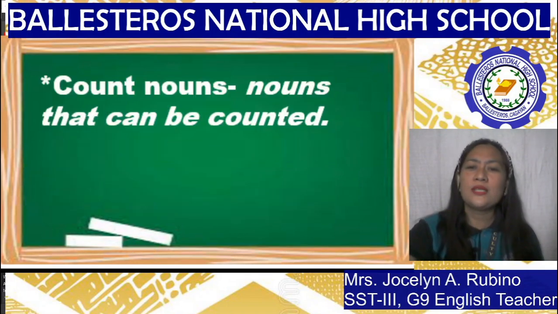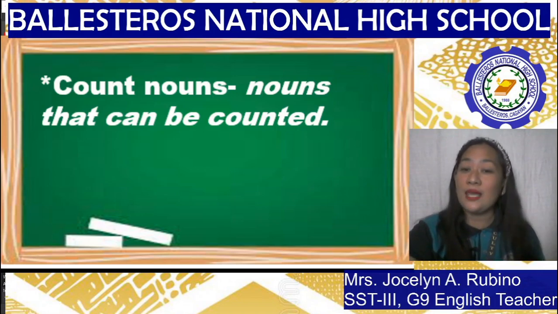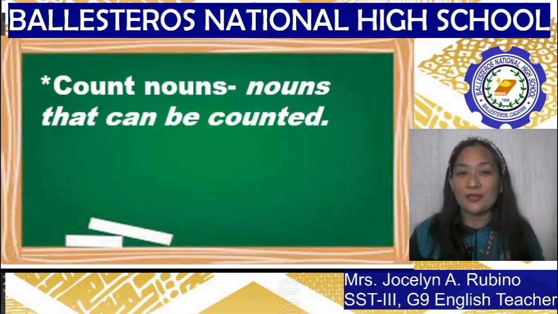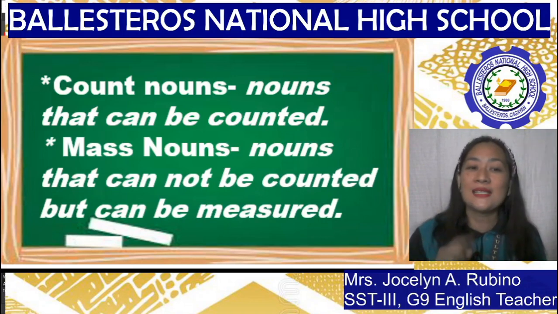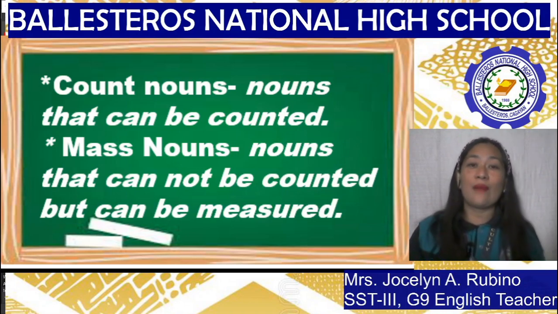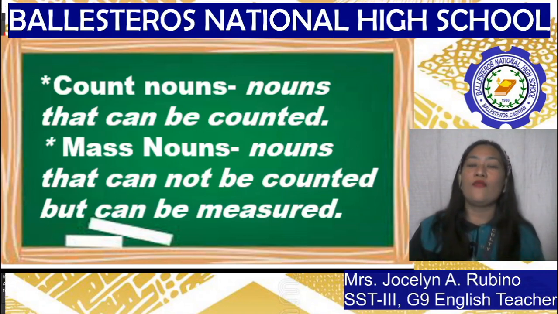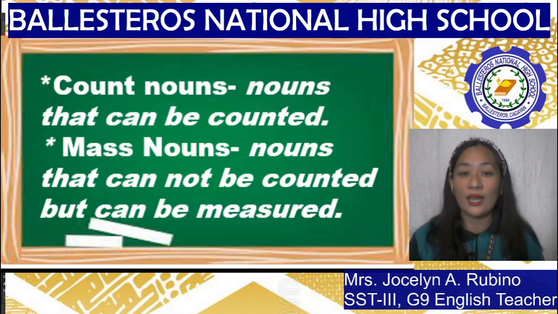What do we mean when we say count nouns? From the word count, these are nouns that can be counted. So you can count it by 1, 2, 3, how many pieces? So that is count nouns. How about mass nouns? Mass nouns are nouns that cannot be counted. But remember, these mass nouns can be measured. So you can measure it by use of a tablespoon, a kilo. You can measure it, but you cannot count it by 1, 2, 3, or 5. Okay, so let's have the given examples.